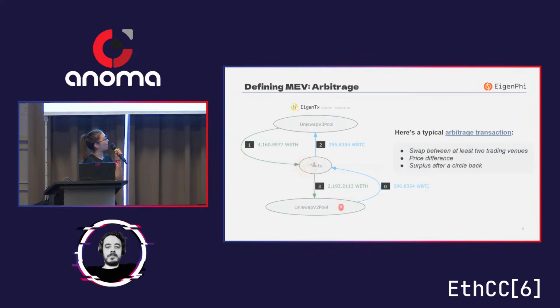So here is what a typical arbitrage transaction looks like. It will involve swapping between at least 2 trading venues, and you need to have a price difference between the trading venues. And also, the bot will generate a profit after a circle back of the arbitrage.